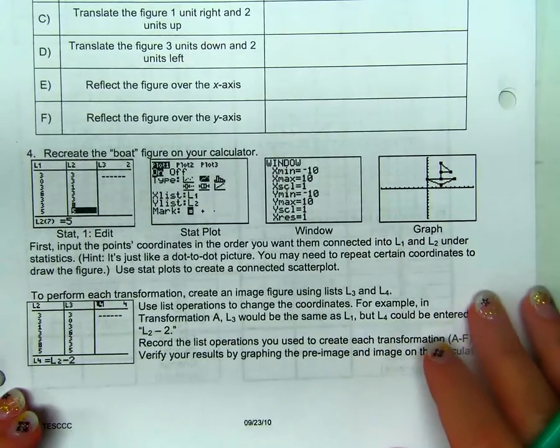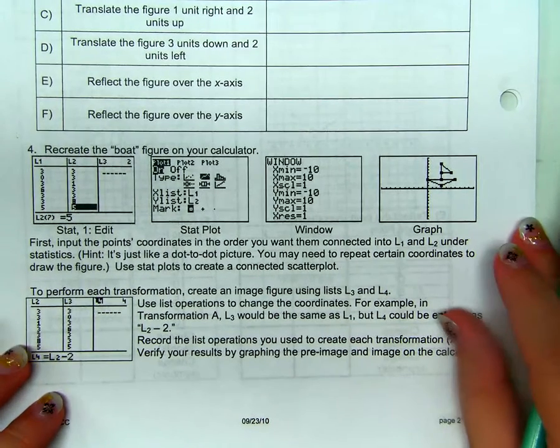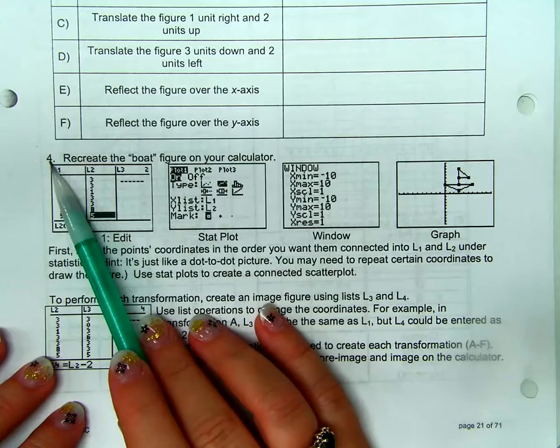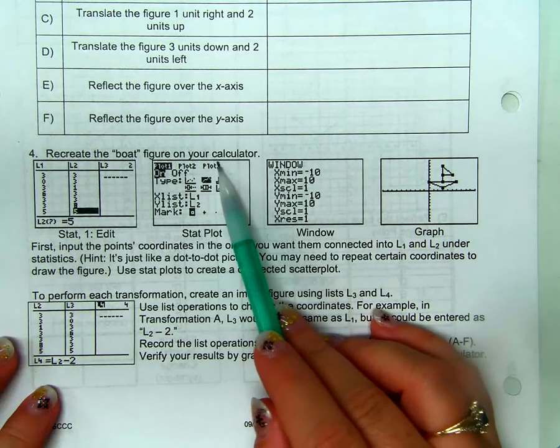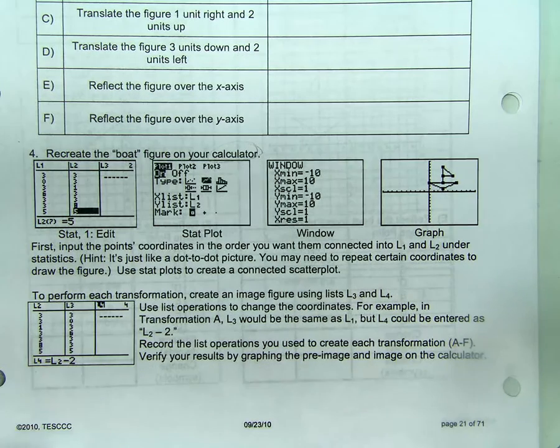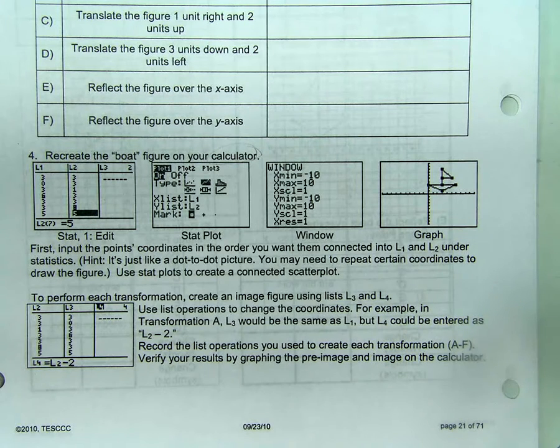Look at the back on number 4. Number 4 says recreate the boat on your calculator. So here's the big deal about this problem right here. This is actually an extra credit problem for you for tonight. Well, how many of you have these calculators at home? Nobody in here, right? I know some people in my other classes do, but I don't know if anybody in here does. You have one? Yeah, these kind, okay?